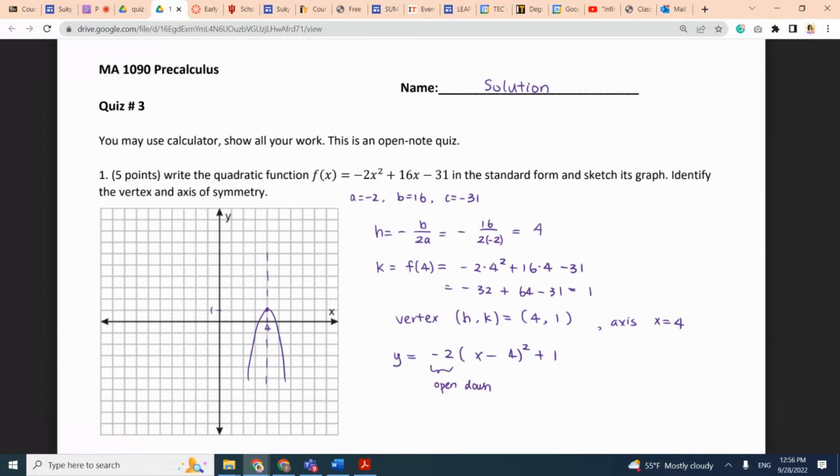Okay. And for this problem, because I didn't ask you to find the x-intercept, you do not have to find the intercept. But in the exam, if I ask you to find the x-intercept, what do we do? We set y equal to 0. So set this equal to 0, and then you can use the quadratic formula to find the two roots. Right, everybody? So that is problem number 1.